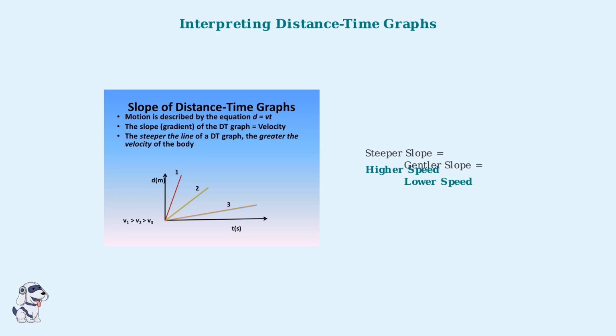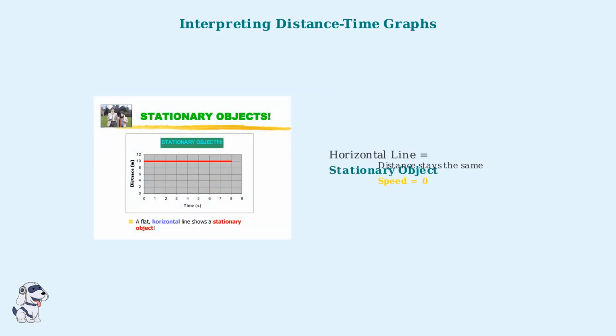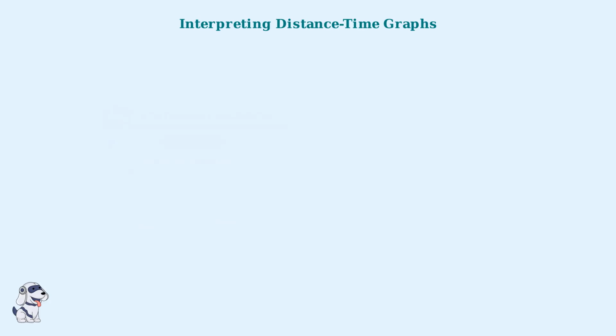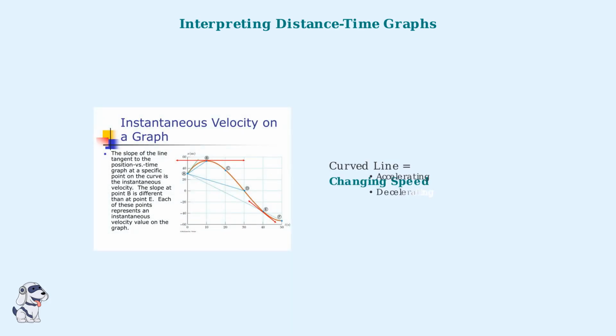A steeper slope means higher speed, while a gentler slope means lower speed. A horizontal line on a distance-time graph indicates that the object is stationary. The distance remains constant over time, meaning the object is not moving. A curved line indicates that the object's speed is changing. This means the object is either accelerating, speeding up, or decelerating, slowing down.